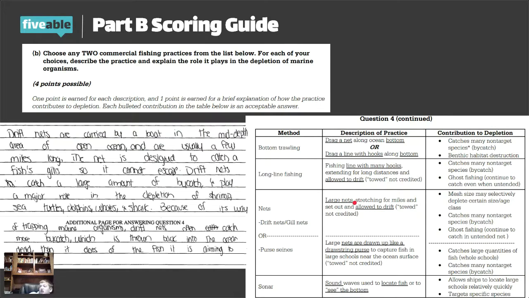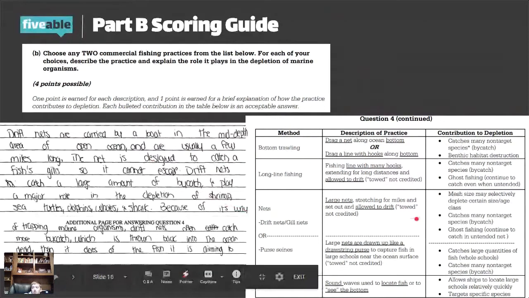The AP exam says that you must have large nets that are allowed to drift. Does it say large nets? It says large nets, they're usually a few miles long, but does it say that they're stretching for miles, allowed to drift? It doesn't say anything about allowing it to drift or even towed. So, what do you guys think? Do you think they would give them a point?